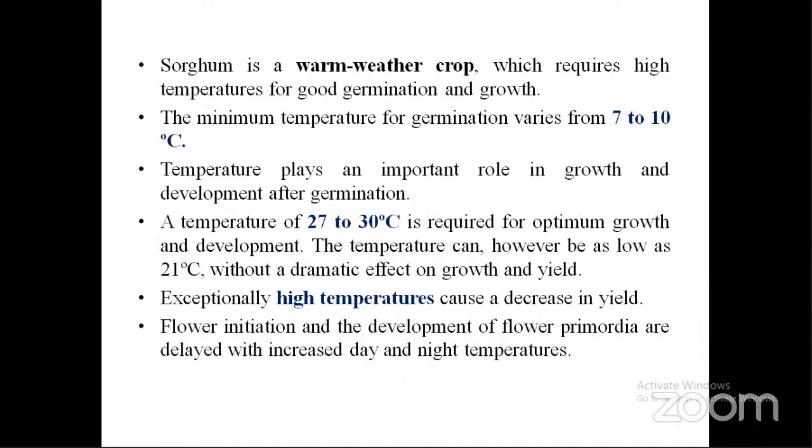Here we can see that a temperature of 27 to 30 degrees centigrade is required for optimum growth and development of sorghum. But temperature can be as low as 21 degrees centigrade without dramatic effect on growth and yield.